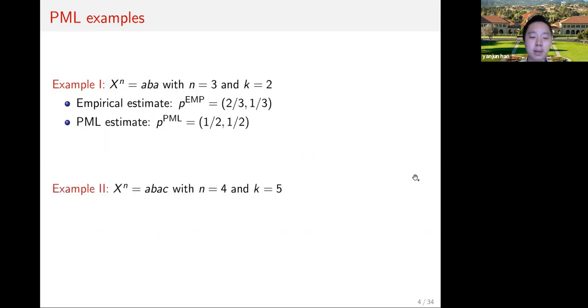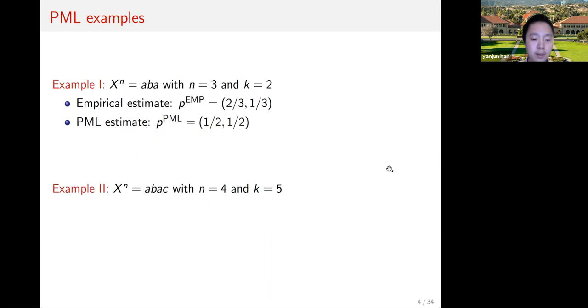As another example, let's assume that we have an additional observation C here. Now we have 4 samples. And assume that we know that the support size of this distribution is actually 5. In reality, we do not need to know the support size, and the PML actually solves the problem among all possible support sizes. But for simplicity, we just assume that the support size is known throughout this work.